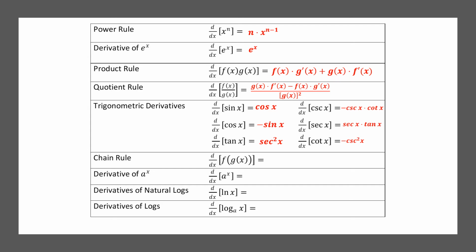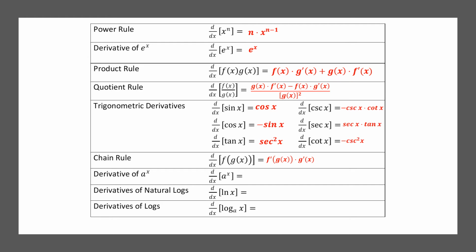So if you remember chain rule, you want to take the derivative of your outside function and work all the way into your inside. So your outside function in this case would be the derivative of f of x, with g of x staying the same. And then you want to take the derivative of g of x.